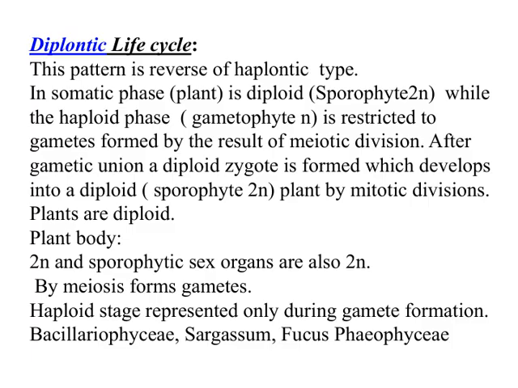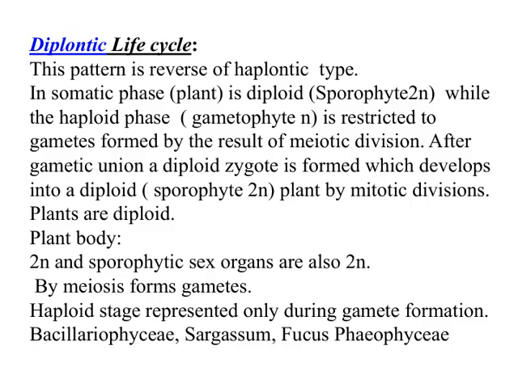Now, these gametes are haploid, or N, and they're produced by meiosis from the diploid sporophyte. When two gametes fuse during fertilization, they form a diploid zygote. This zygote then develops into a new diploid sporophyte through mitotic divisions, continuing the cycle. It's important to note that in plants exhibiting this cycle, the plant body is diploid, and the sporophytic sex organs are also diploid. The process of meiosis is crucial here because it forms the haploid gametes from the diploid sporophyte. The haploid stage is only represented during the formation of these gametes.